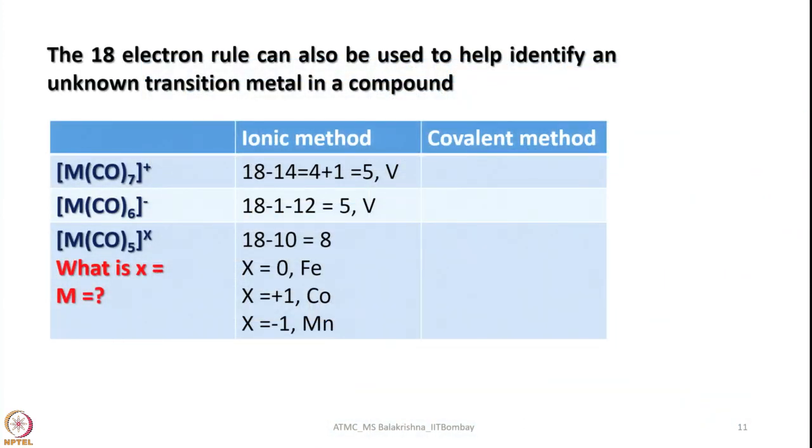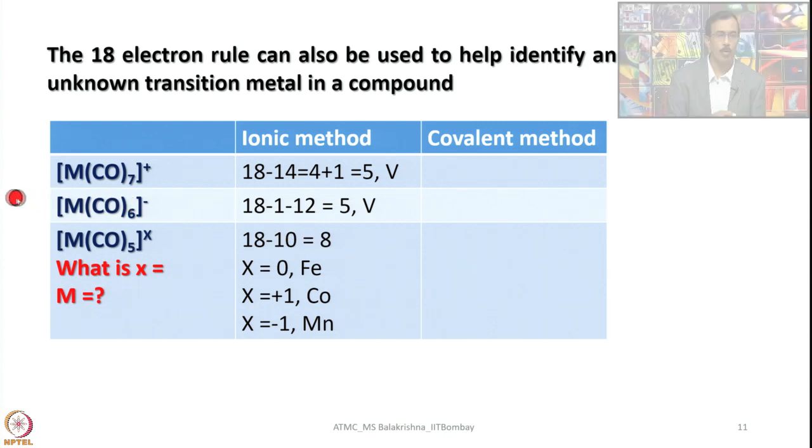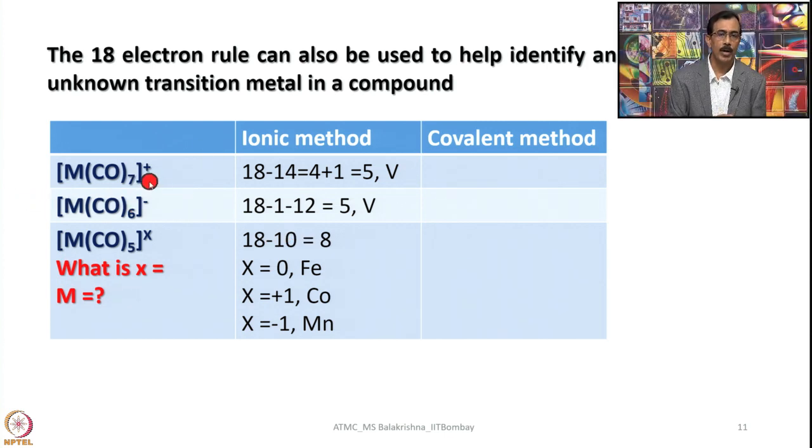Now another interesting thing is, you can also use this 18 electron rule to identify an unknown transition metal in a given compound, provided we say that the compounds obey 18 electron rule. If I say this compound obeys 18 electron rule and you have to identify the metal I have given here, what you should do is, first you write 18 electron and you start subtracting the number of electrons coming from the ligand, and also add or subtract depending upon what kind of charge you have, then you will end up with electrons. That electrons you have to show it to, add to a d orbital, and then count what is the metal atom or ion in this case.